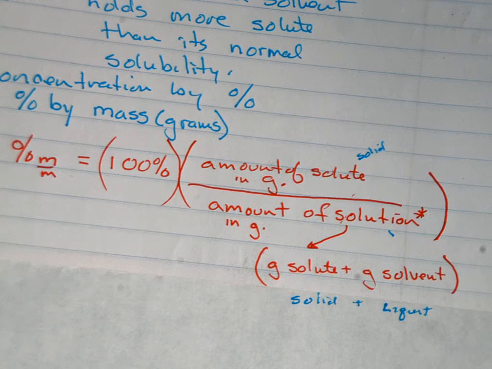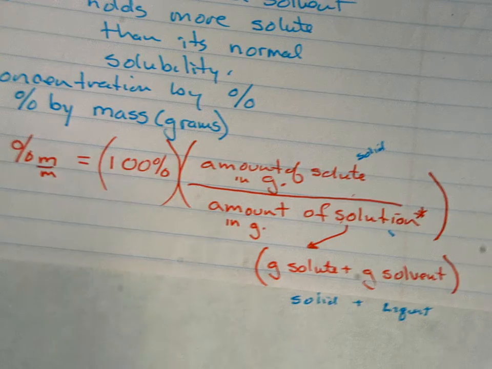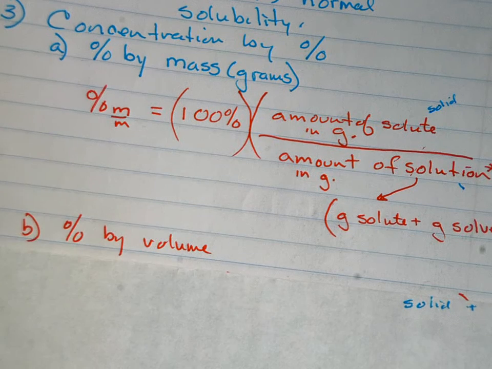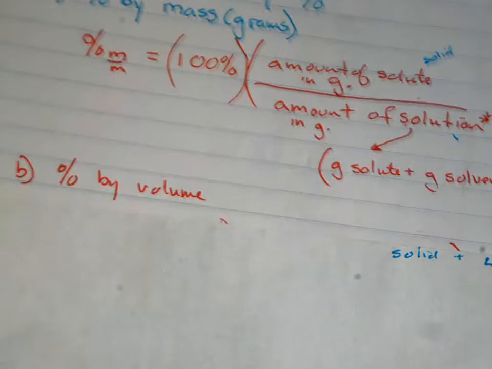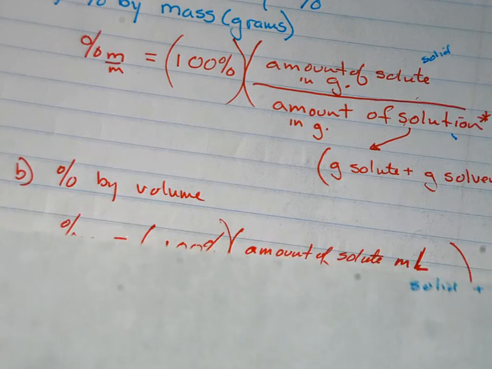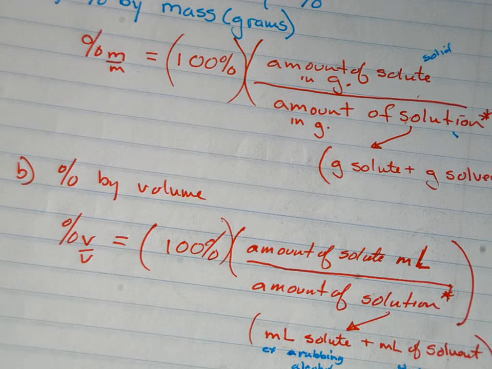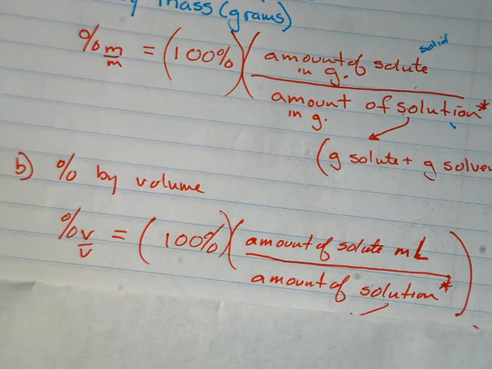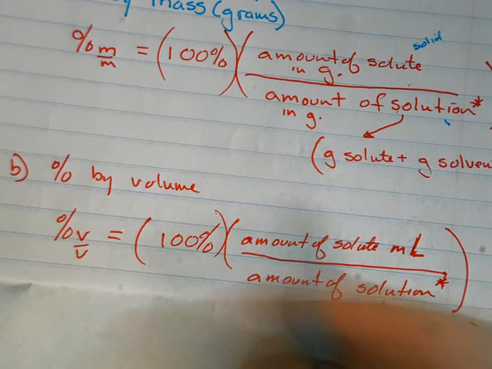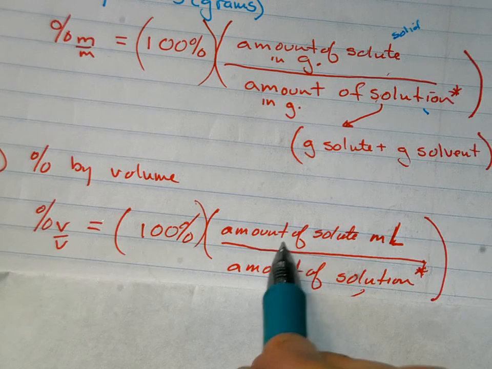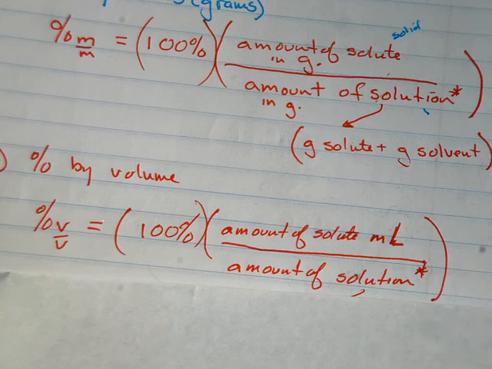The next one is identical, except it's volume instead of grams. So this will be B, percent by volume. So that's going to be percent V, or V over V. I don't want to give you too much. I don't want to scare you. So you might see V over V. It just means, okay, 100%. And this time it's going to be the amount of solute, but in milliliters.